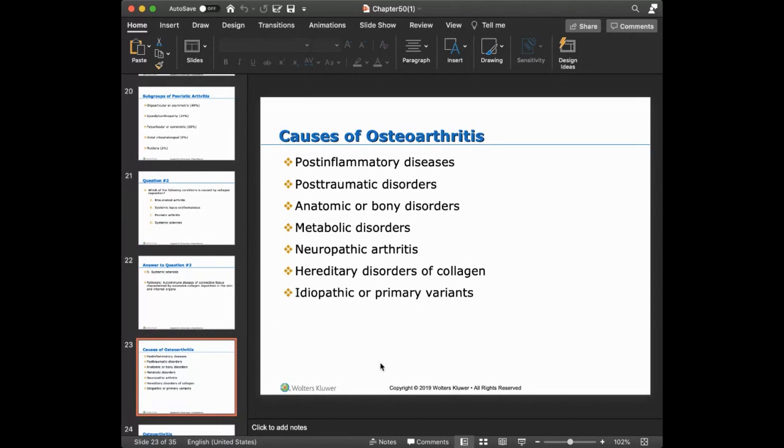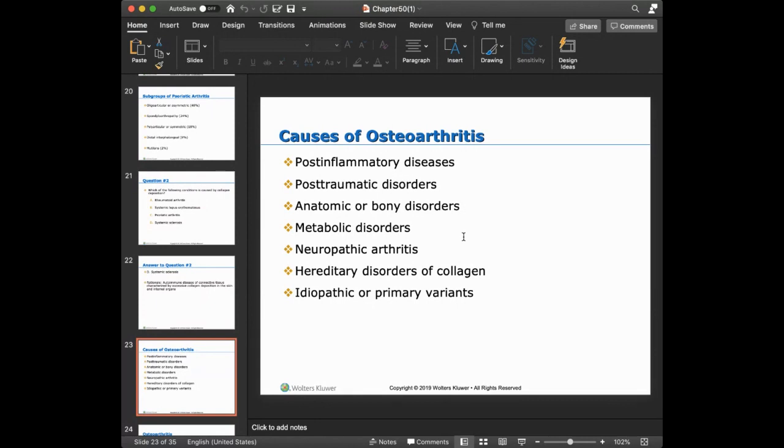So here are your most common causes of osteoarthritis. So what we typically see in older adults. So it can come after an inflammatory disease. We just talked about that with Reiter's disease. It can come after trauma. So I told you all about my cousin who broke his femur in a car accident, and because of the decreased blood flow to his hip joint, he developed osteoarthritis in his hip joint.